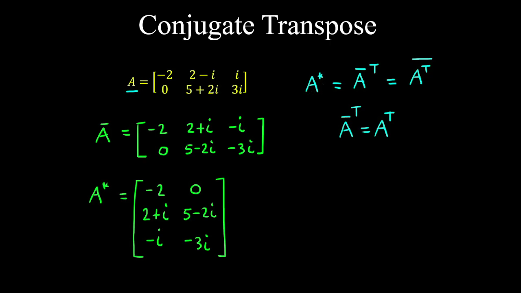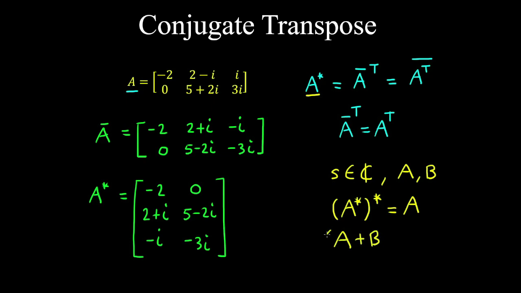And now we'll look at some properties of the conjugate transpose. So if we have a complex scalar s, and A and B are complex matrices, then taking the conjugate transpose of A, and then the conjugate transpose of the resulting matrix gives A. And adding two matrices and taking the conjugate transpose of the result is the same as adding the conjugate transpose of both matrices. And the same thing applies if we subtract those matrices instead.